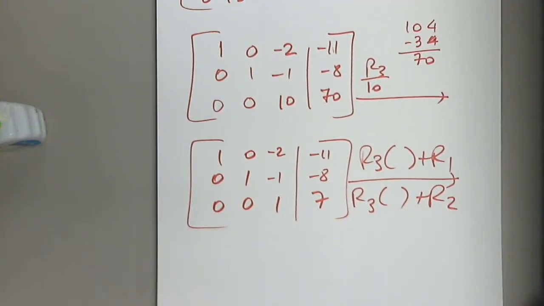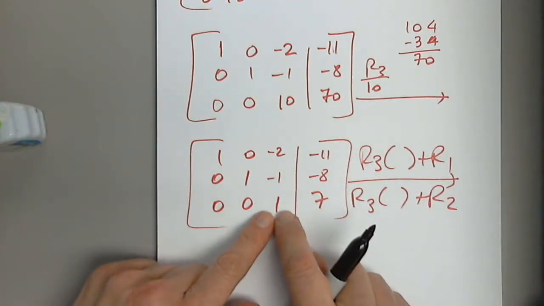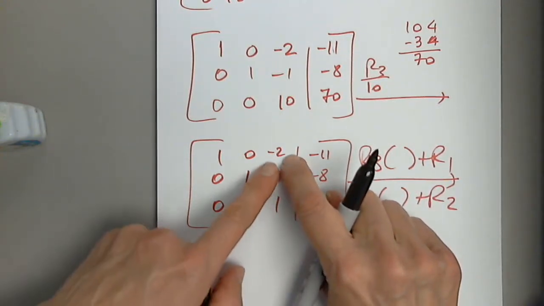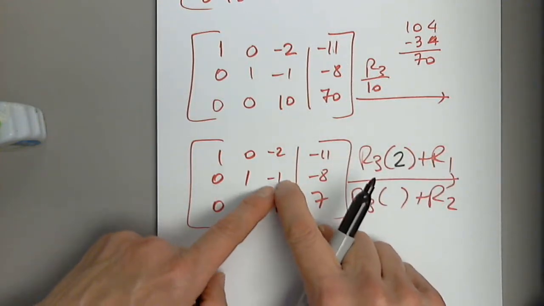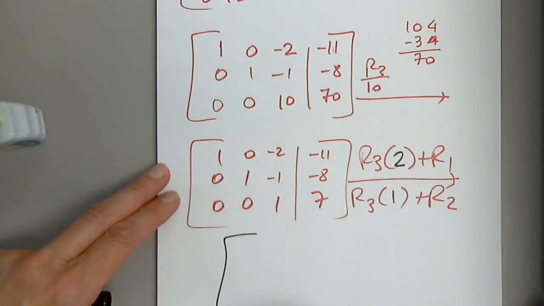I'm fine. Okay, so what do I need to multiply row 3 by to add to row 2 and get a 0 here? 2. And to get a 0 here? Very good, awesome. Final step.